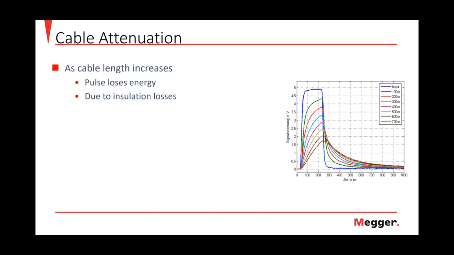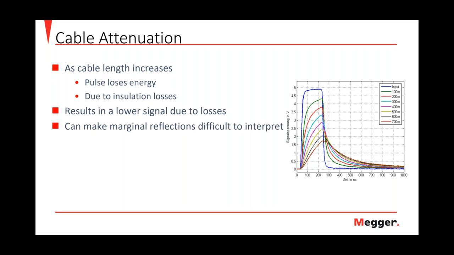So now we're going to talk about cable attenuation. As the cable length increases, we're going to lose some of our energy, and that's just due to insulation losses. If we look at this graph, the longer that the cable is, the more signal strength we're going to lose, the more energy we're going to lose from that pulse, and it's going to result in a lower signal for us.